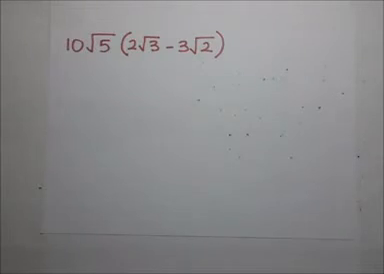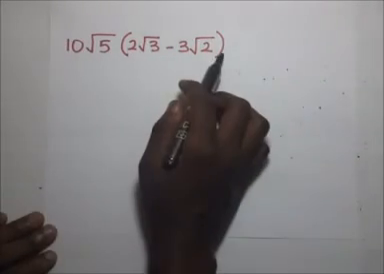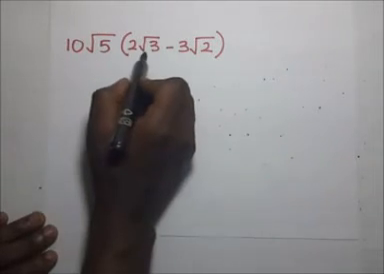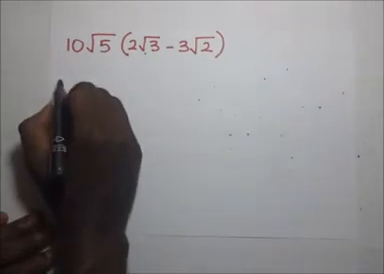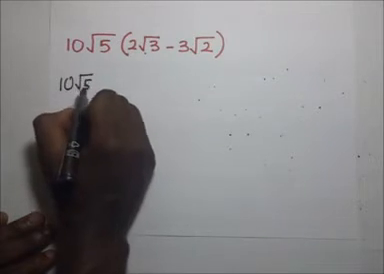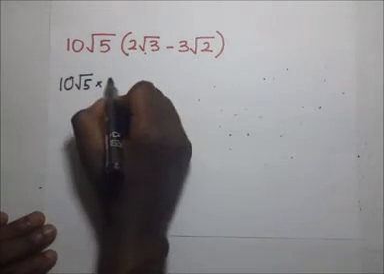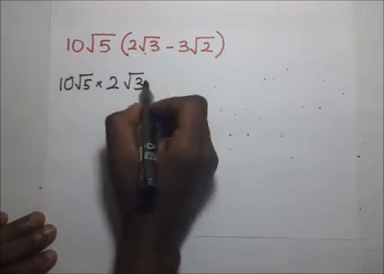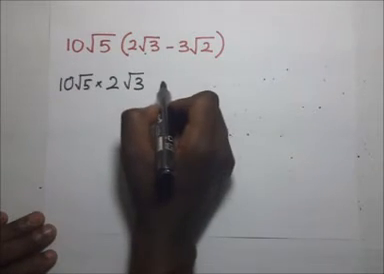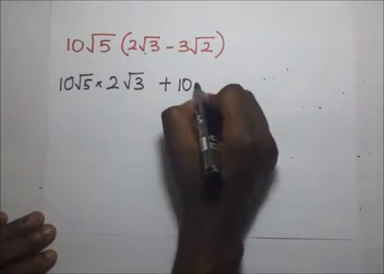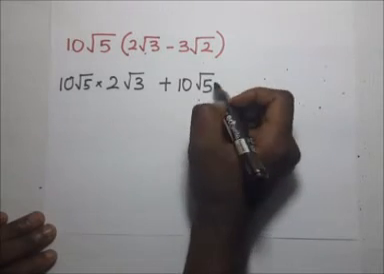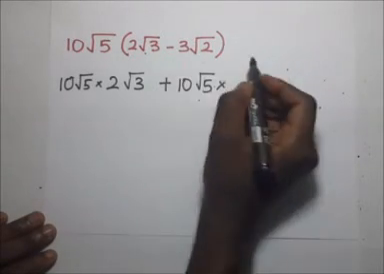We have one more number to illustrate this point. We are opening brackets here still. This times that, then this times that. So the next step from here is going to become 10 root 5 multiplied by this, 2 root 3, then plus this times that. So it's going to be 10 root 5 times negative 3 root 2.